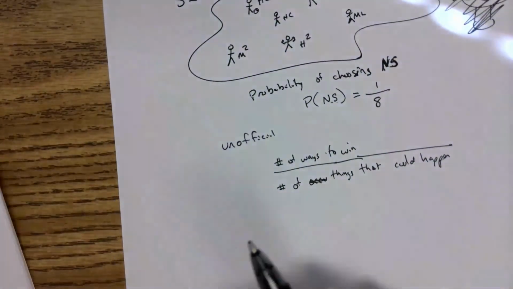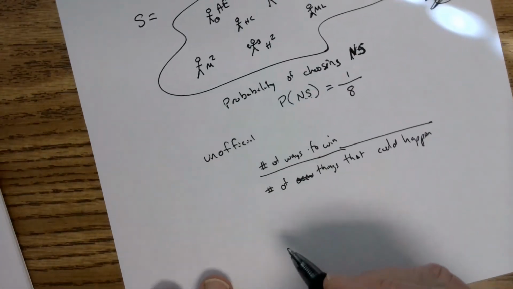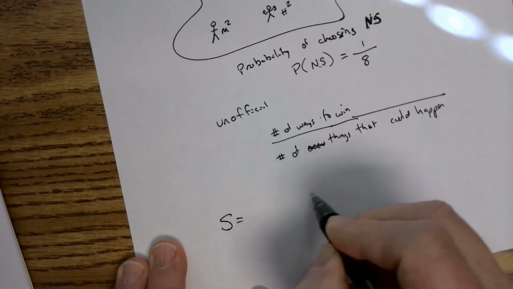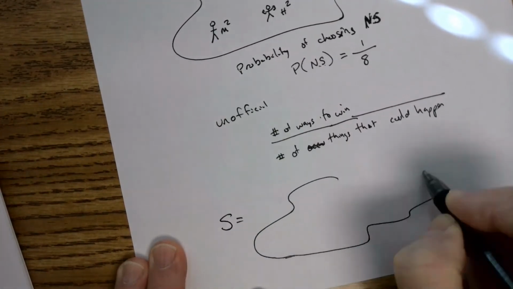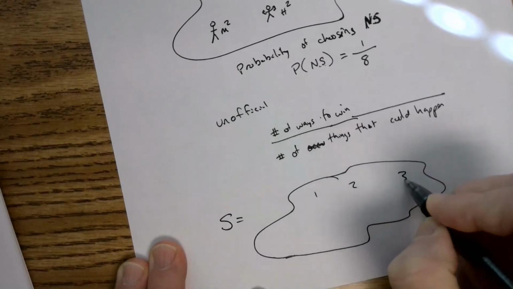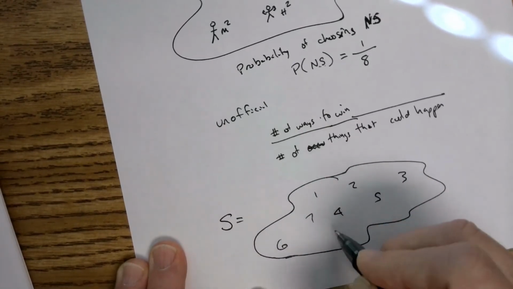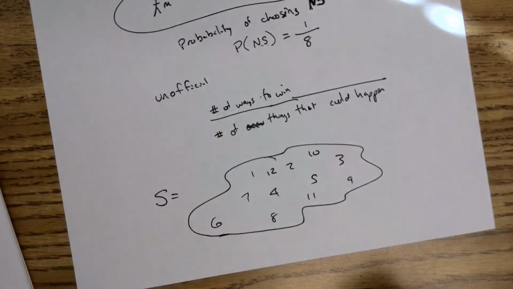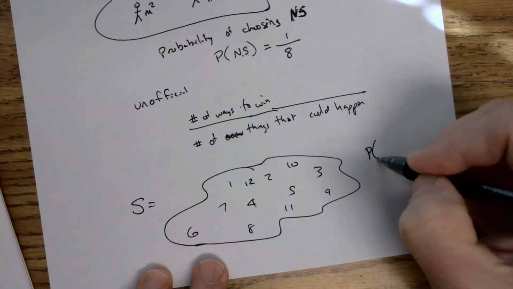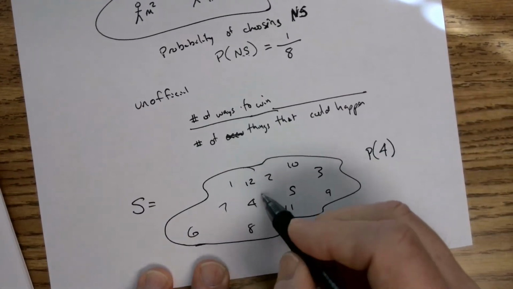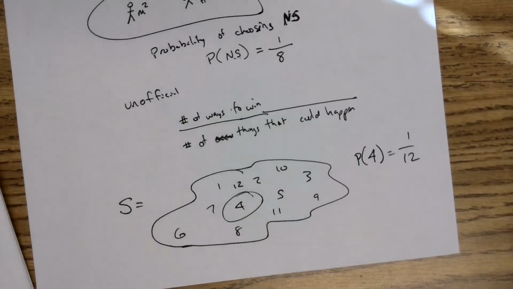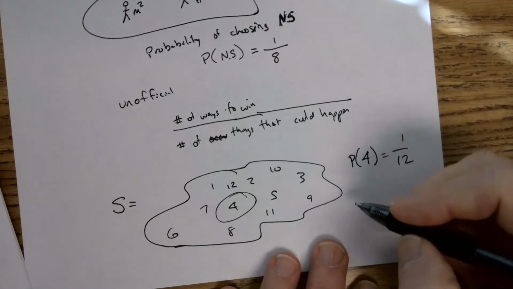Next thing up is a 12-sided die. So in my sample space, in my blob, it's a 12. There's 1, 2, 3, 4, 5, 6, 7, 8, 9, 10, 11, and 12. Those are all the things that could happen. What's the probability of rolling a 4? Well, 4 only occurs one time out of the 12 things that occur in there. Piece of cake. The next one on there.